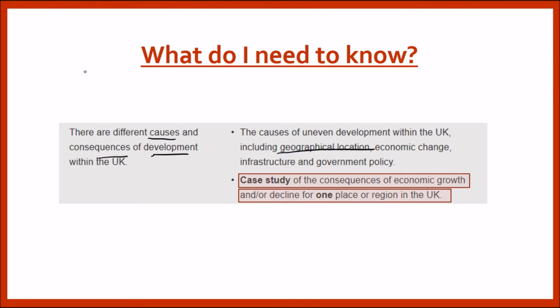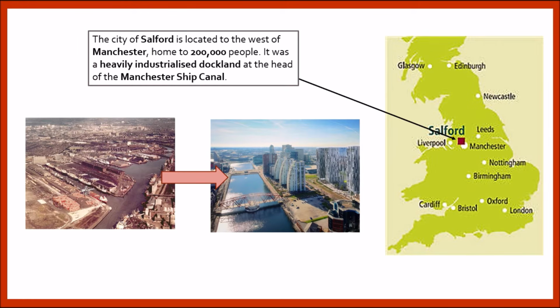We need to look at the consequences of economic growth for one place in the UK. In this case, we're looking at Salford Quays. We're looking at the impacts of the development that occurred in Salford Quays. What were the social, economic, and environmental consequences of that development? So let's introduce Salford Quays first.